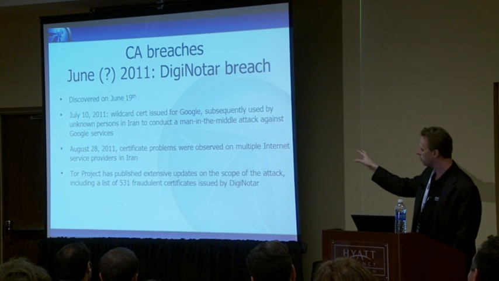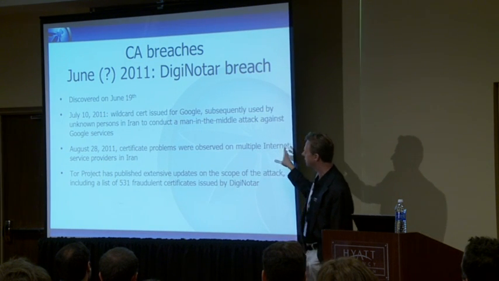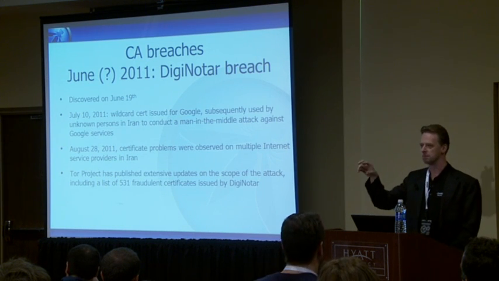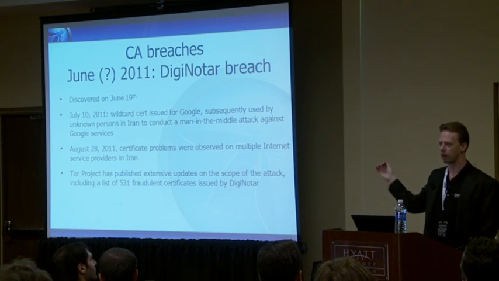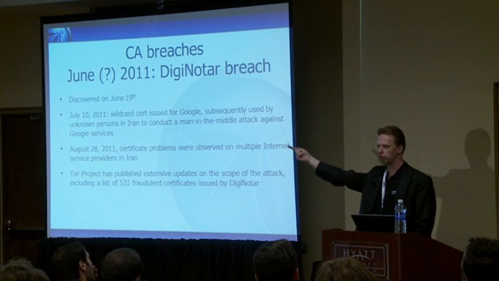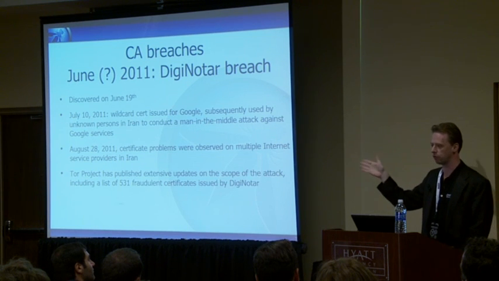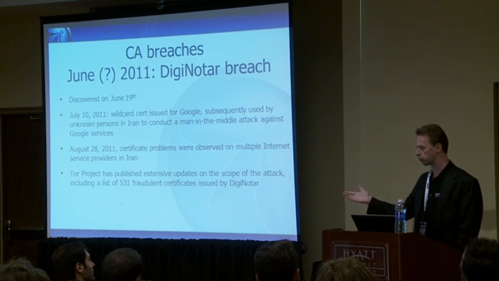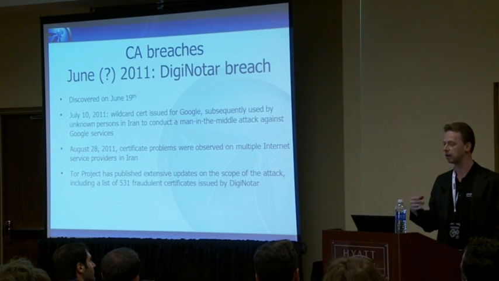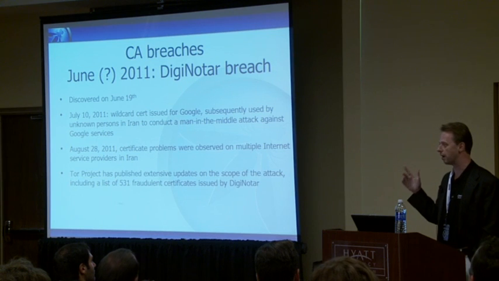And on August 28, some certificate problems were noticed by multiple internet service providers in Iran. What happened at that time was that some ISP servers in the middle injected and used these fake certificates to then reopen the channel to the main server. The users would connect via these fake certificates and expose all their private data, all their user credentials, passwords, and all their emails. So if you were using Gmail and sitting in Iran at that time, your email was being read by the government or whoever was sitting behind these ISP servers.